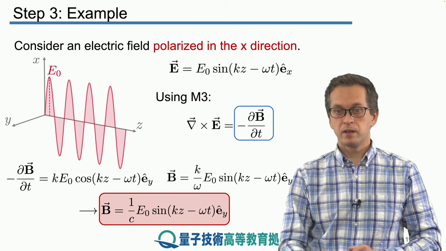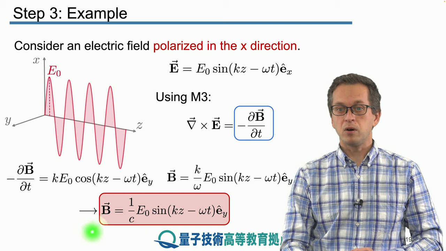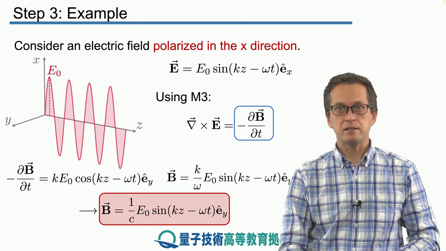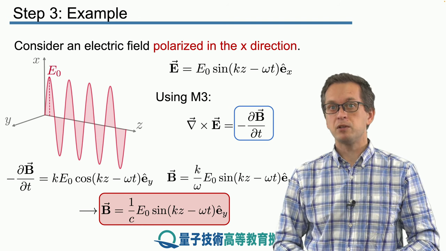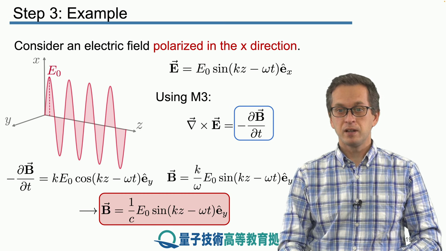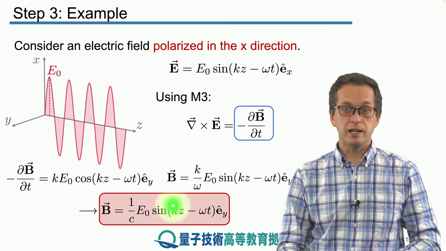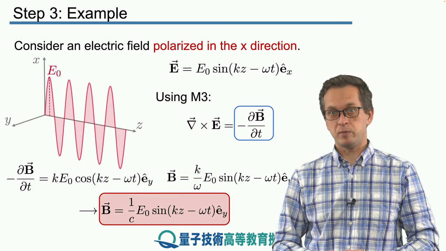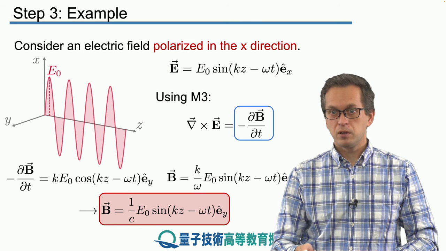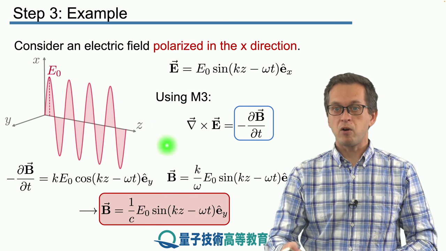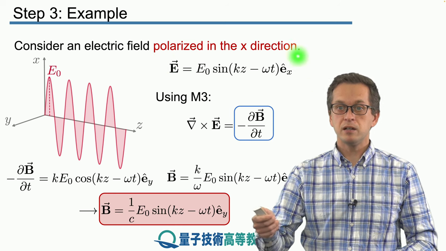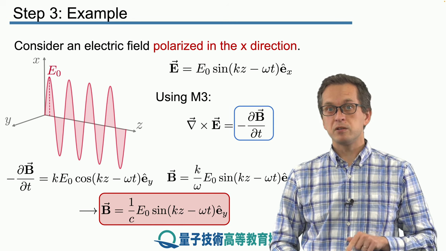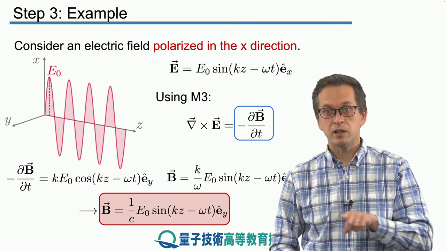Notice a few things. The magnitude of the magnetic field is much smaller than the magnitude of the electric field. c is a huge number. Remember, it's 3 times 10 to the 8 meters per second. Therefore, the magnitude of the electric field is always much stronger than the associated magnetic field in an electromagnetic wave. Also, E and B are always perpendicular. Starting with the electric field polarized in the x direction, Maxwell's equations tell us that the associated magnetic field is only varying in the y direction.